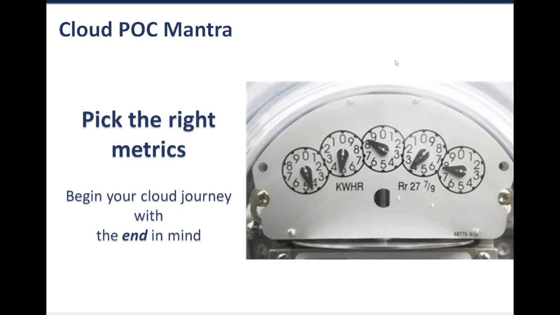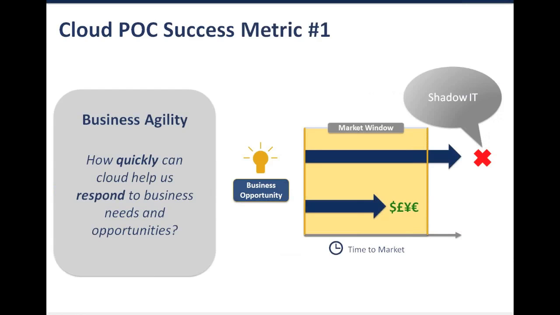So what are some of these metrics that we might be looking at? One of the most common metrics that we hear in all the surveys that get done about usage of the cloud and the benefits that companies hope to get is business agility. And business agility I just define as how quickly can the cloud help us respond to business needs and opportunities.